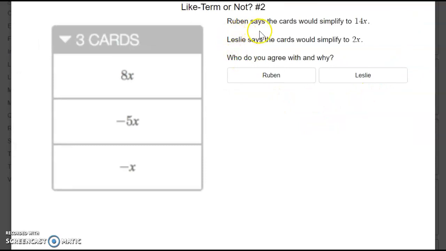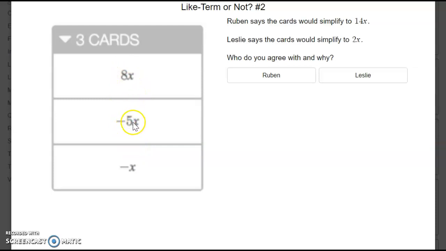Alright, then Ruben says the cards would simplify to be 14x. Leslie says the cards would simplify to be 2x. Who do you agree with and why? So when you have 8x, negative 5x, minus x. Okay, when you combine all of them, what do you get? Well, we're dealing with x's, so that means we can combine them. So to do that, you are just adding the coefficient.